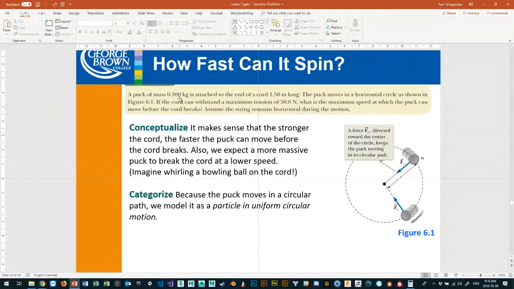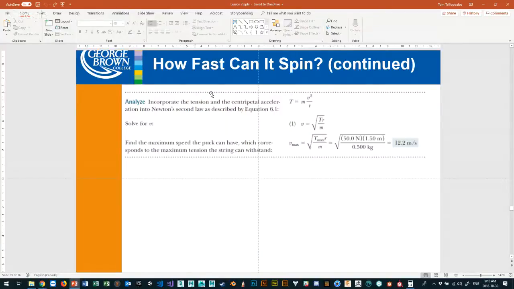And 0.5 kilograms, right? So 0.5 kilograms. So here's the radius, right? And notice that we don't sub in the numbers before we get to the equation for max, the V max, if you will. And the reason for that is because we want to simplify this situation as much as possible, okay?